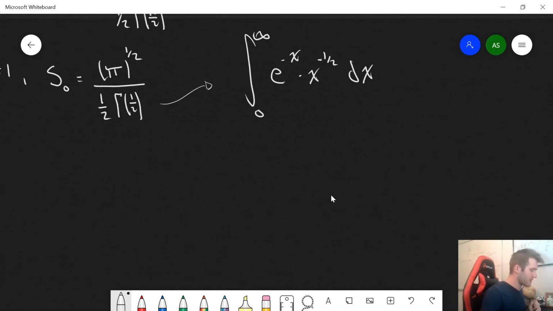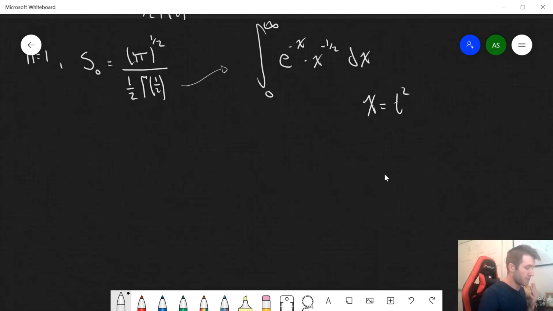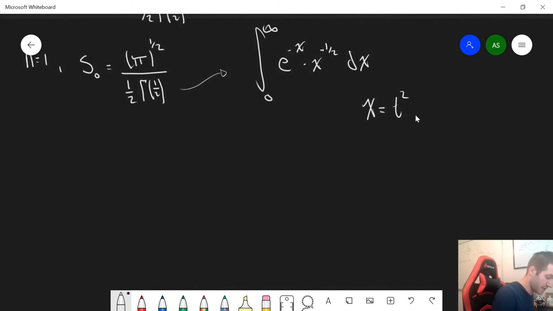Well, this is a little bit of a different sort of substitution than you might be used to, but this is probably the hardest solution thus far. N equals 1 is probably the more complicated solution. There are a lot of different ways of solving it, but this one is probably my personal favorite. So what we want to do is set x equal to t squared. Now we're going to differentiate x with respect to t, so that's going to give us dx is equal to 2t dt.